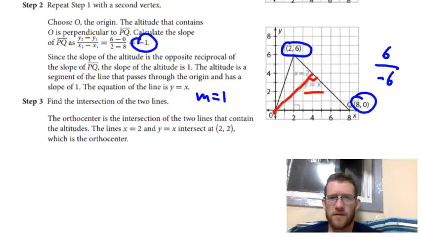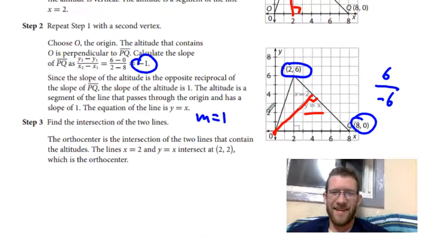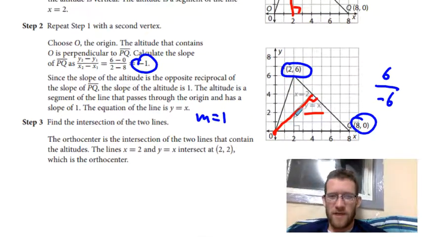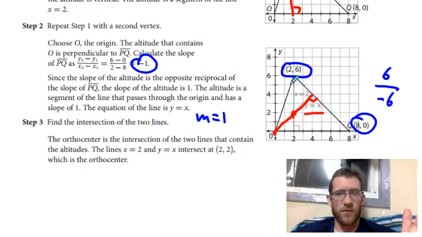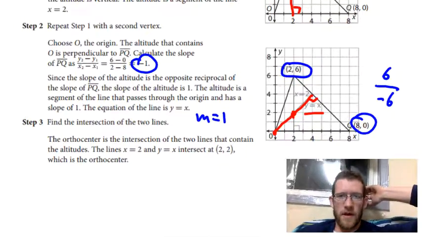Is that what I said? Orthocenter, yes. Okay. So we need to find this orthocenter. And we can map it on there, but we could also solve it algebraically. I'll show you how to solve it algebraically.